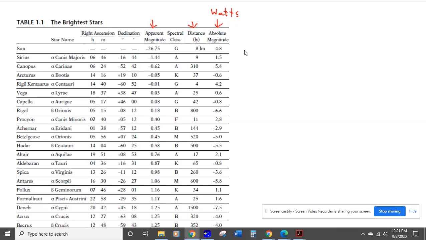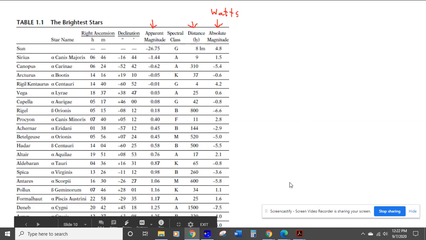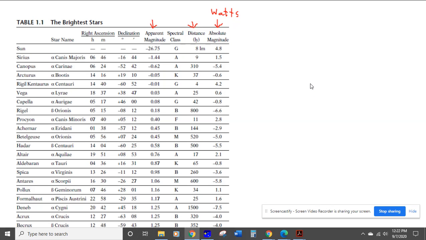So take a look here at some of the brightnesses and distances. I'm going to ask you a series of questions, and I want you to use this chart and take a look at some things here. Take a look at Deneb. Okay, look at Deneb right here, and notice Deneb is 1,500 light years away. That's the furthest away from us on this chart.